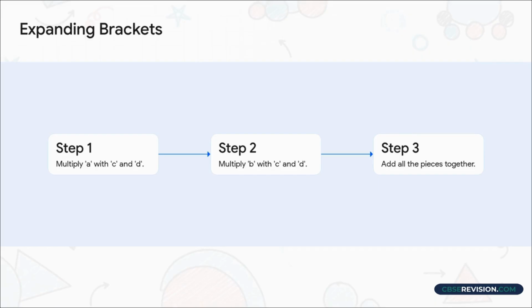So let's see how this builds when we have two brackets next to each other, like bracket A plus B multiplied by bracket C plus D. We are going to do this step by step, very patiently. Step 1, we take the A from the first bracket and hand it out to both C and D in the second bracket. That gives us AC plus AD. Make sense? Okay, step 2, we take the B from the first bracket and hand it out to C and D. That gives us BC plus BD. Step 3, we just write all those pieces together. The final result is AC plus AD plus BC plus BD. Basically, every term in the first bracket goes and multiplies with every term in the second bracket.